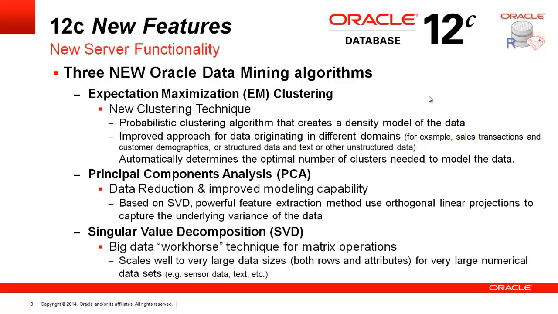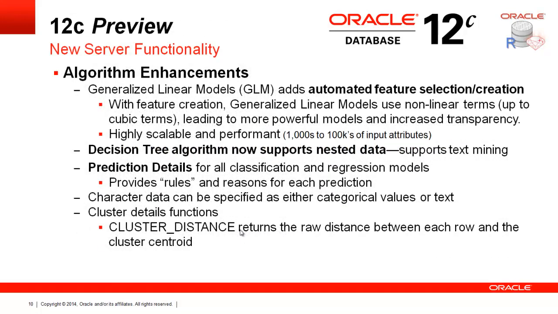Again, if you have 12C, the new algorithms that we have added are now exposed to the SQL Developer 4.0 release. So the expectation maximization algorithm just appears as yet another algorithm in the clustering node. We've added the principal components analysis and the SVD, which also appear in the feature selection node. And we've also added some enhancements in our generalized linear model. We have added automatic feature selection and creation. So if you wanted squared or cubic or cross terms, that will happen automatically. We have ridge regression support also in there.